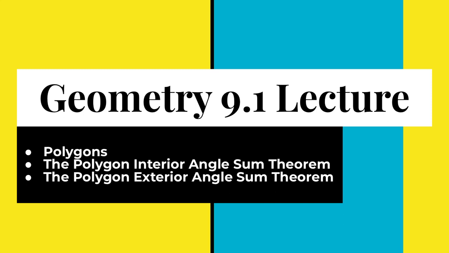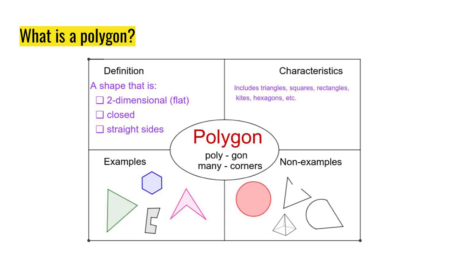We are going to be studying polygons, specifically and mostly quadrilaterals, but we're going to start off by talking about all polygons and more specifically their angles today. First, let's start with the definition of what a polygon is.